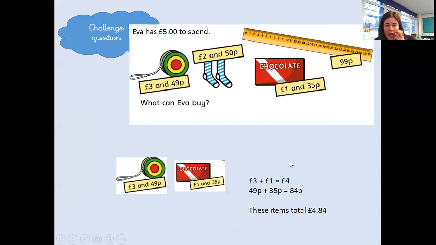Okay, I had a look then at the yo-yo and the chocolate bar. So the yo-yo was £3.49. The chocolate bar is £1.35. Add the pounds first. £3 add £1 is £4. 49p add 35p is 84p. So in total, these 2 items cost £4.84. Again, she can buy these because she does have enough money. £4.84 is less than £5.